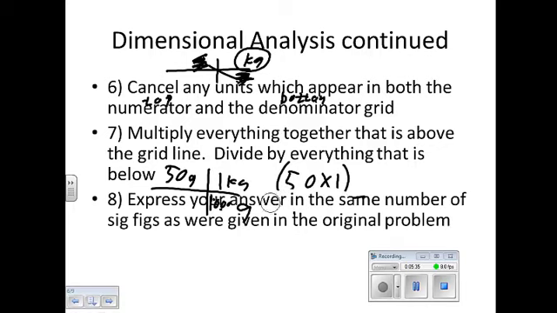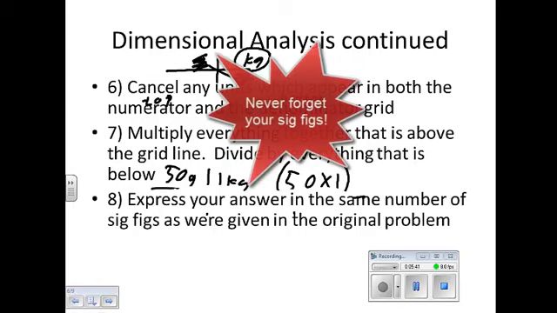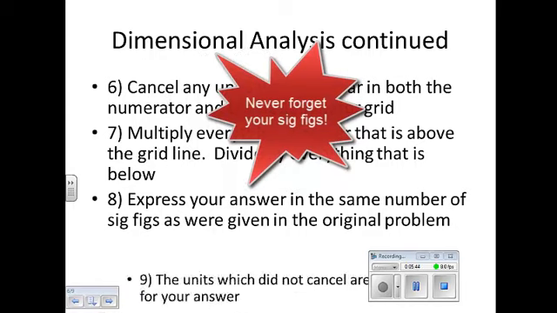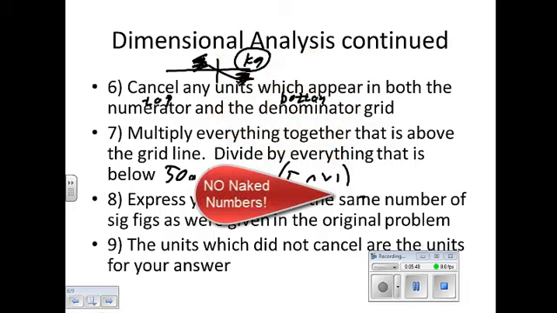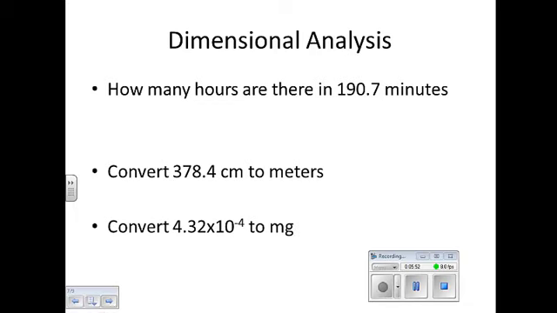And then number 8, let me clear this up for you. Express your answer in the same number of sig figs that you were given in the original problem. Of course, you can never forget about your sig figs. It shouldn't be a shocker. And 9, the units which did not cancel are the units of your answer. So it's going to be your desired units if you did this correctly. So let's do this with some practice.